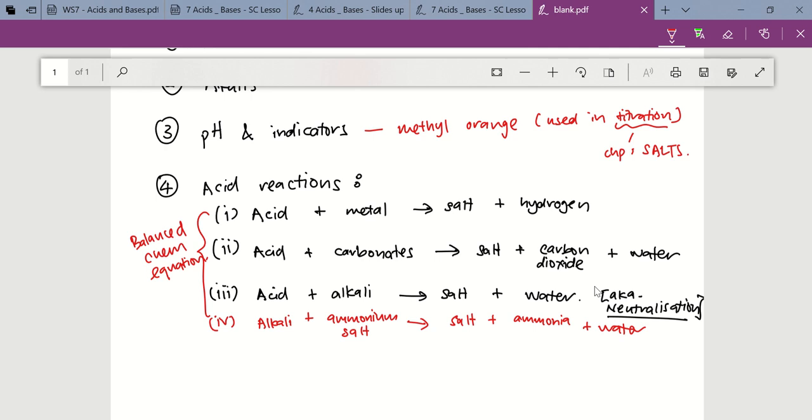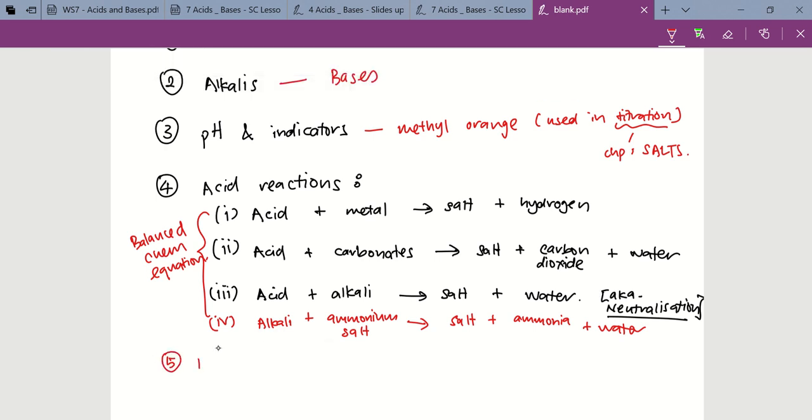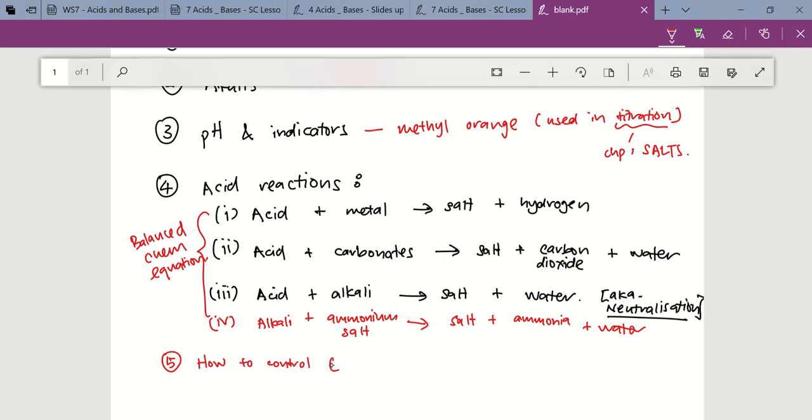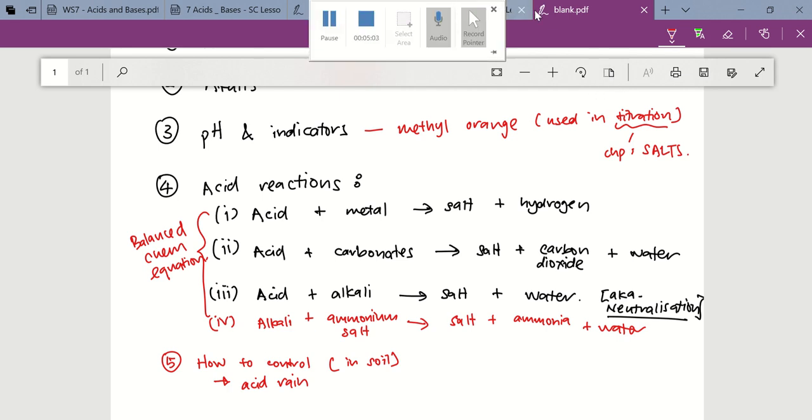Then subsequently, the portion that you'll be learning will be how to control pH. The example in our syllabus is in soil. This portion is also connected to how to counteract the effects of acid rain. So generally, in a nutshell, this is what we're learning for this chapter, and let us begin.